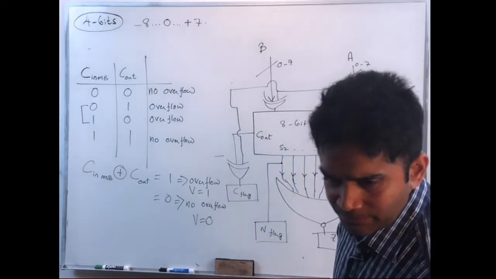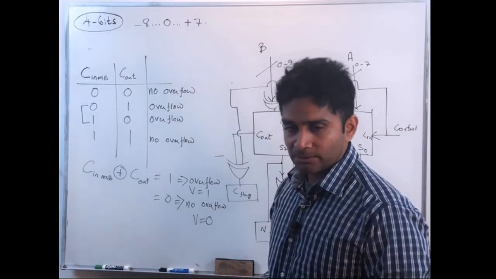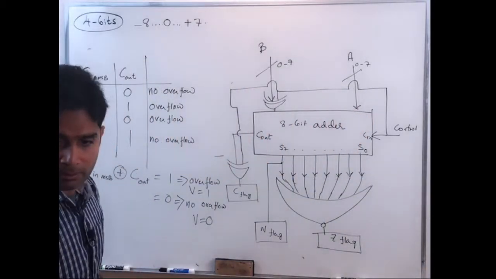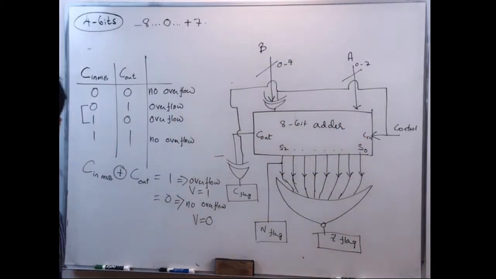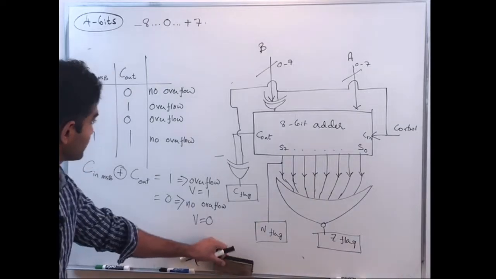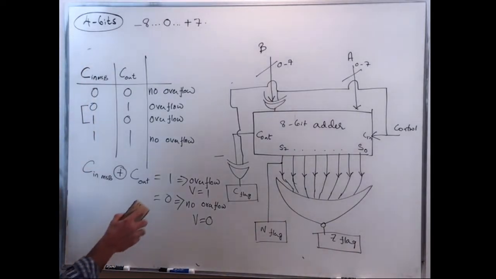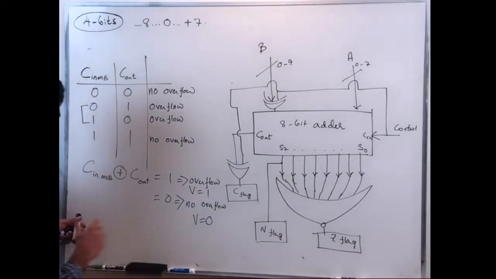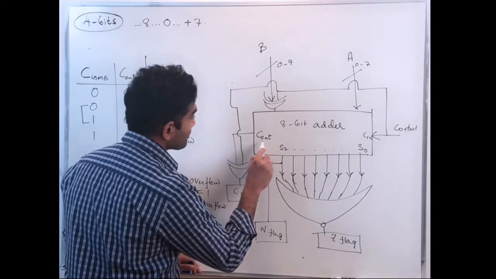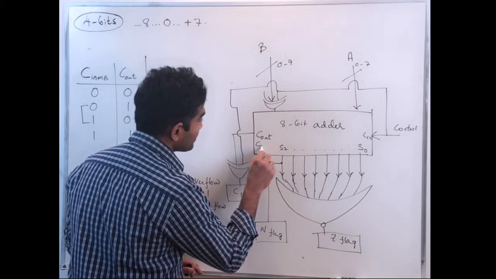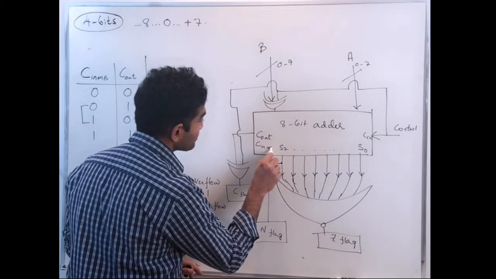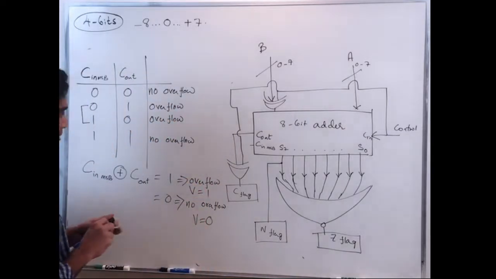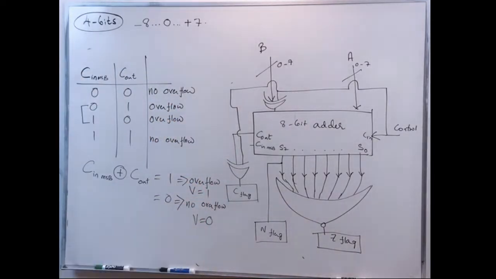Does that make sense? All right. I hope that's clear, yeah? So now I should be able to implement my V flag. Okay, so what I'm going to do is I'm going to obtain my Cin MSB, Cin to the most significant bit position, and create my V flag.